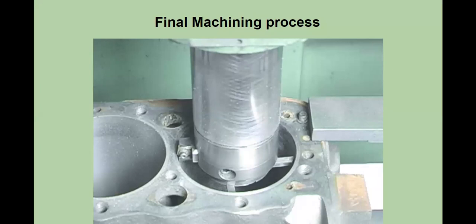We machine the journal for the crankshaft. We machine the journal for the camshaft if it's a cam and block engine. So that's part of the process of building the engine block.